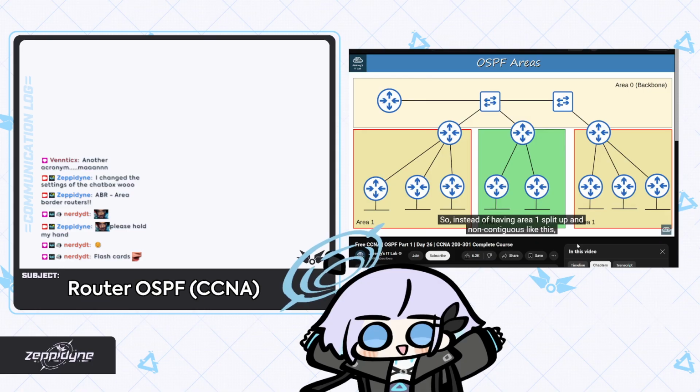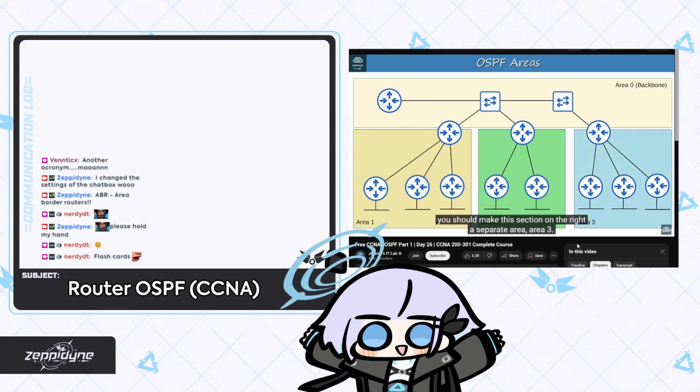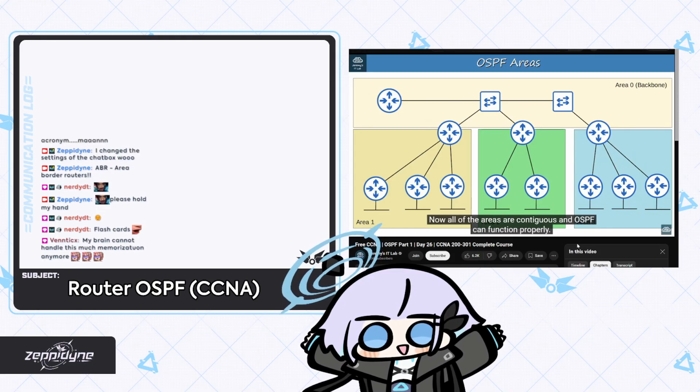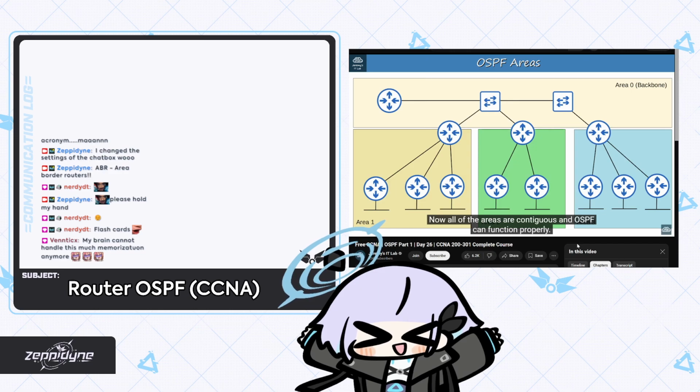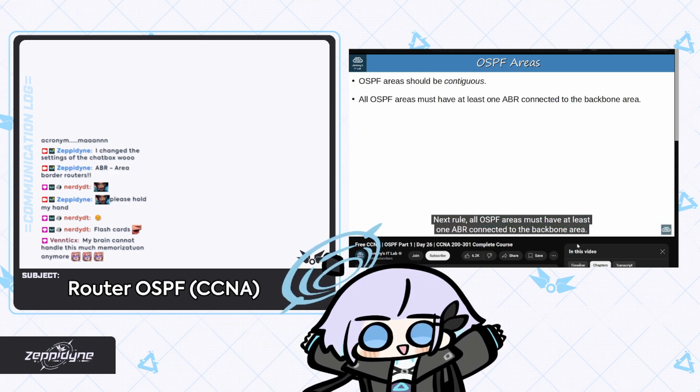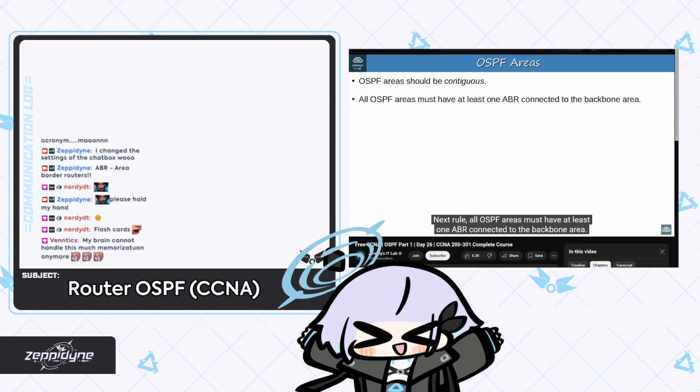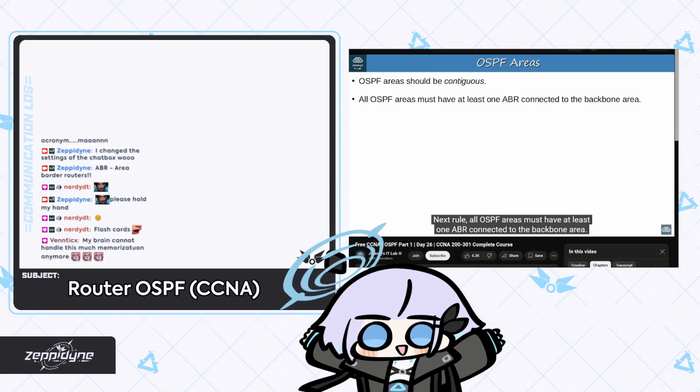So instead of having Area 1 split up and non-contiguous like this, you should make this section on the right a separate area, Area 3. Now all of the areas are contiguous, and OSPF can function properly. Next rule. All OSPF areas must have at least one ABR connected to the backbone area.